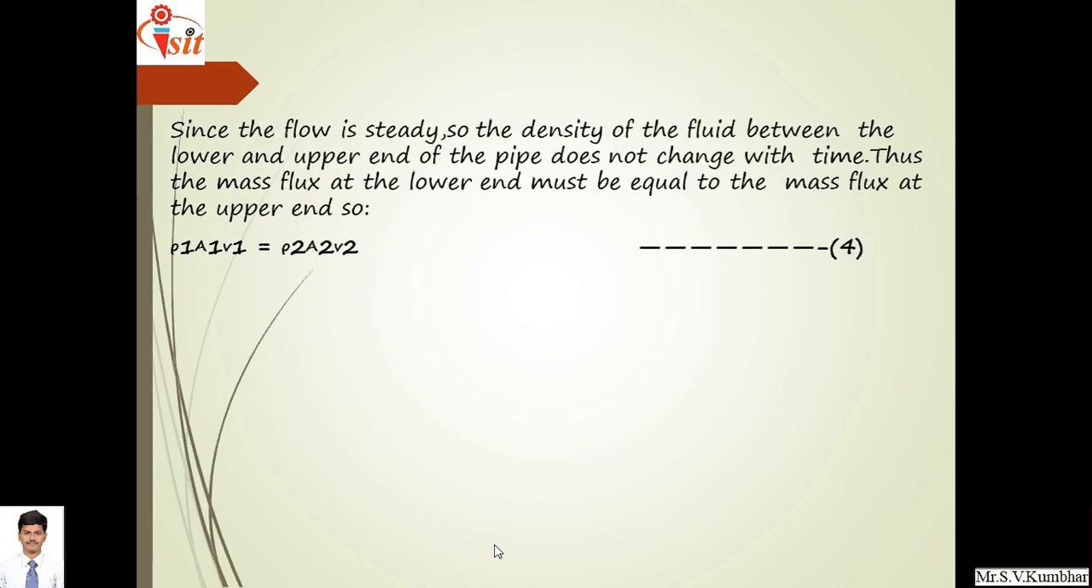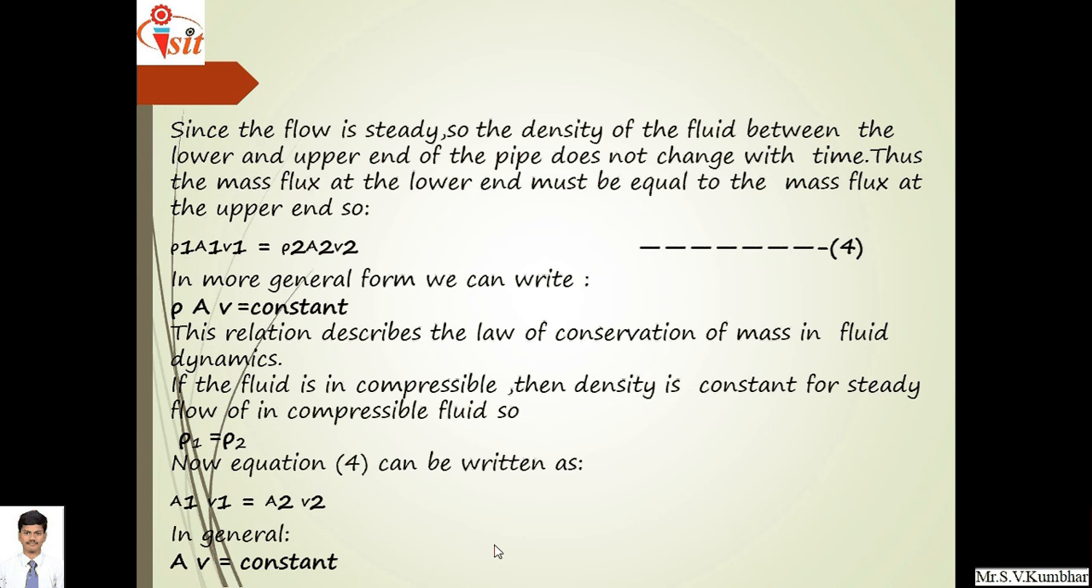Since the flow is steady, that is fluid properties remain constant with respect to time, the density of fluid between the lower and upper end of the pipe does not change with respect to time. Therefore ρ1 A1 v1 is equal to ρ2 A2 v2. This is the simplest continuity equation you can apply in any fluid mechanics related problem, or if you want to apply it in convection, you can apply this equation, and in general form we can write it as ρAV is equal to constant, and this relation describes the law of conservation of mass in fluid dynamics.